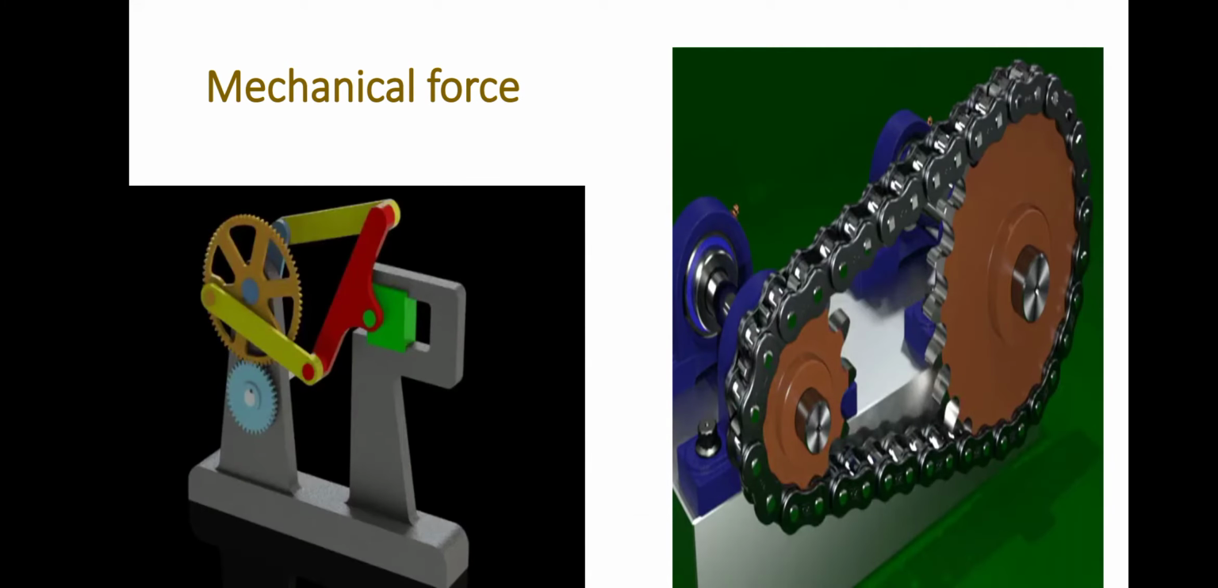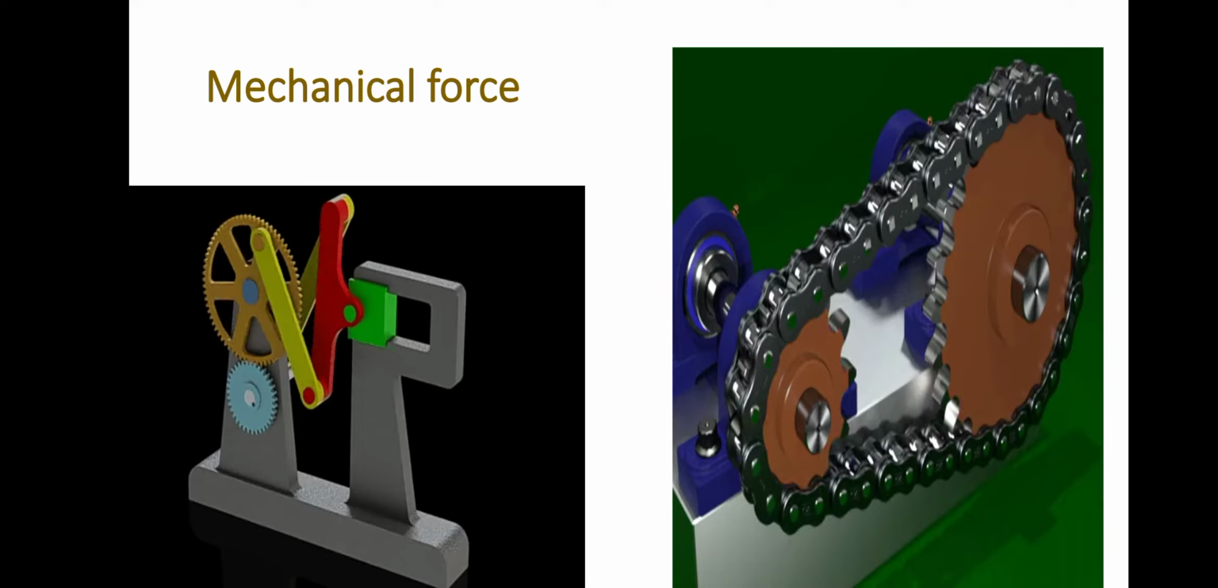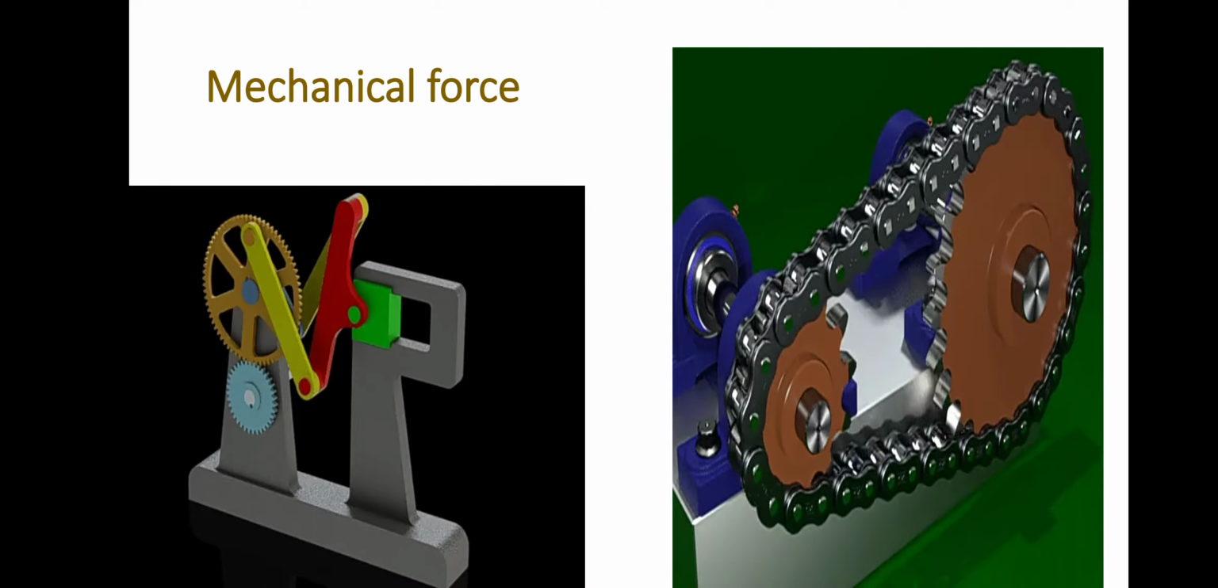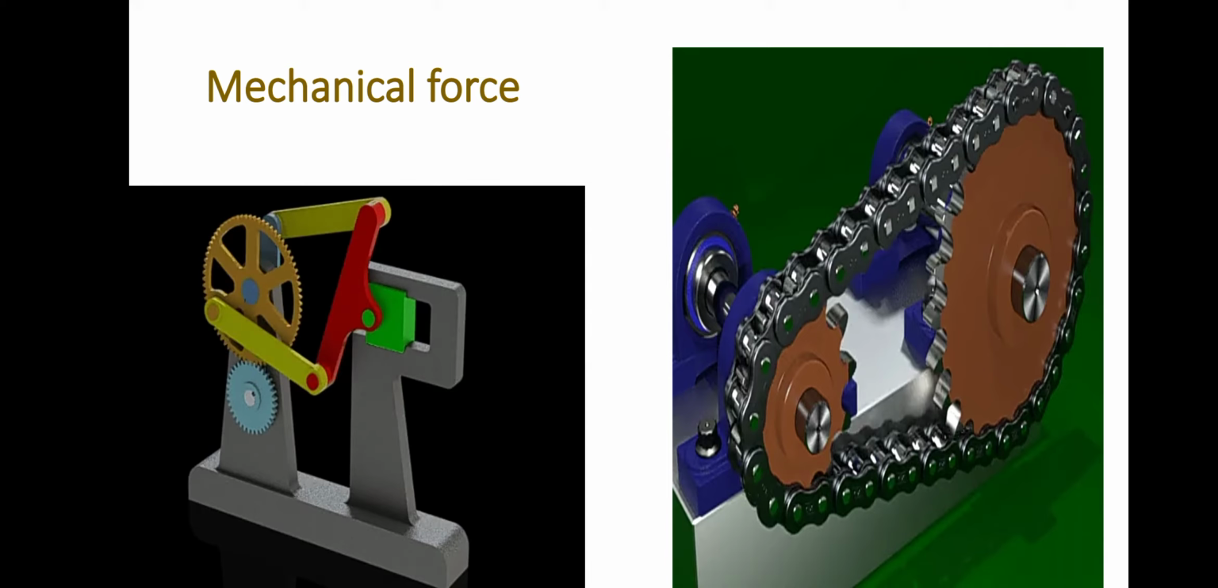Next contact force is mechanical force. In mechanical force, we can see the object experiences the force due to various mechanical activities such as movement of the wheel, the movement of the cycle chain. These are all examples of mechanical force. This force is especially there in the machines.